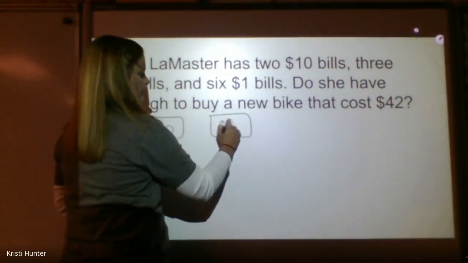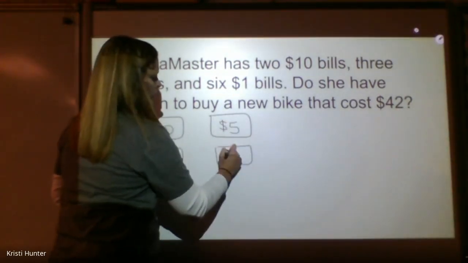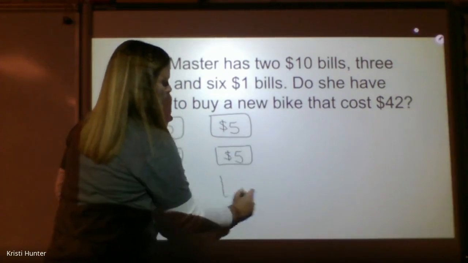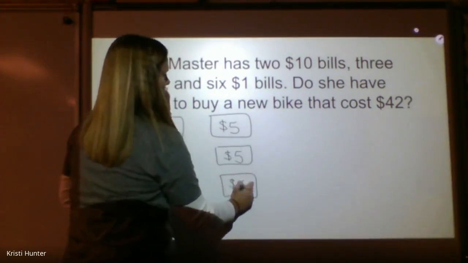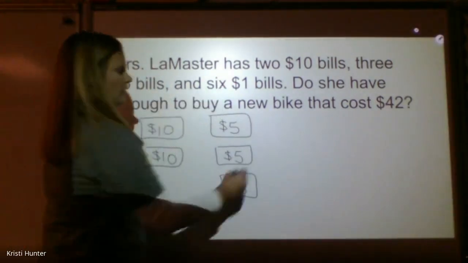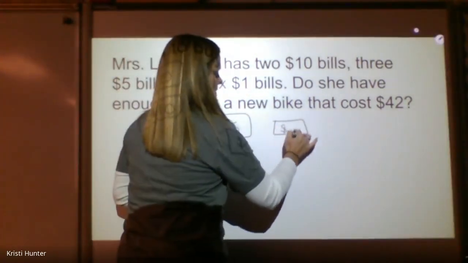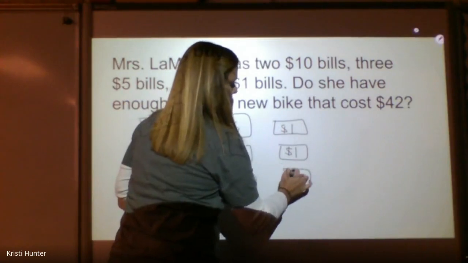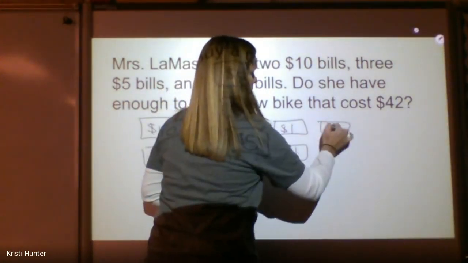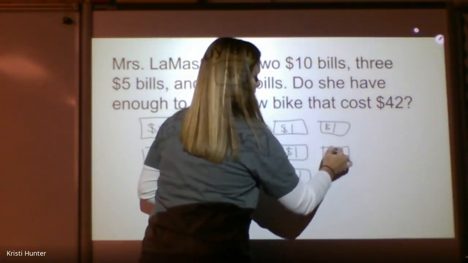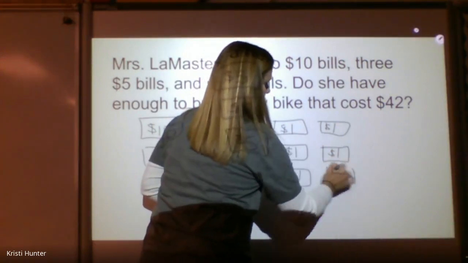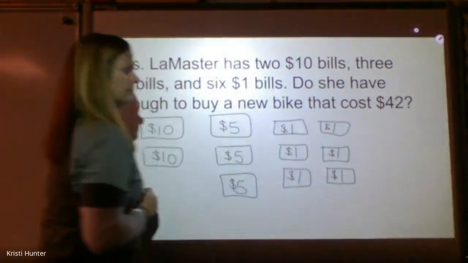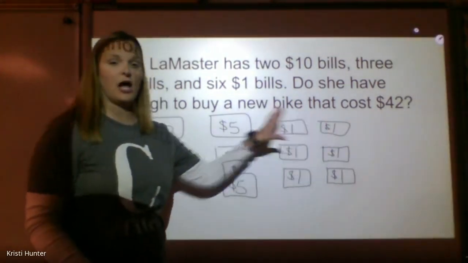3 5s, 1, 2, 3, and 6 $1 bills. So there's 1, 2, 3, 4, 5, 6. Now this is Miss Lemaster's dollar bills.